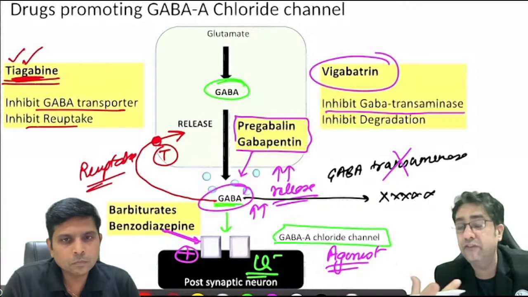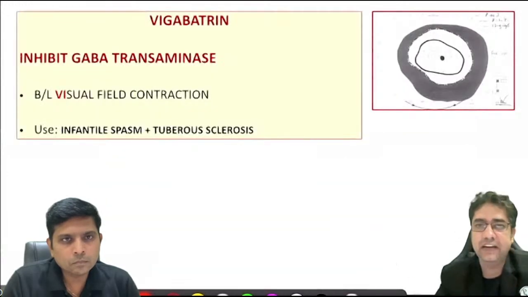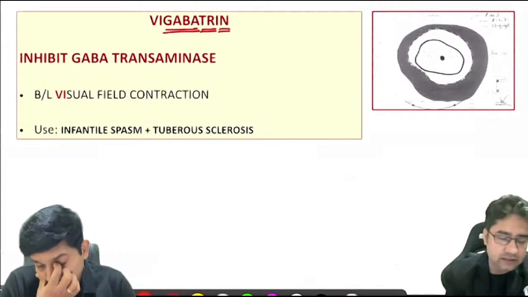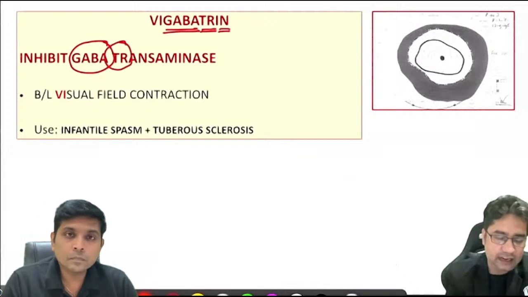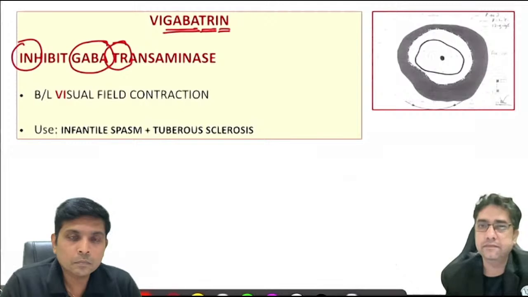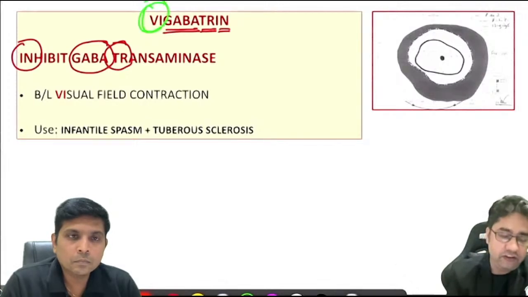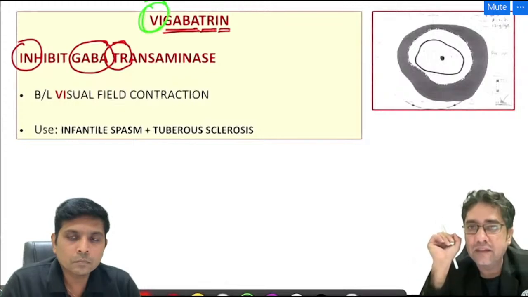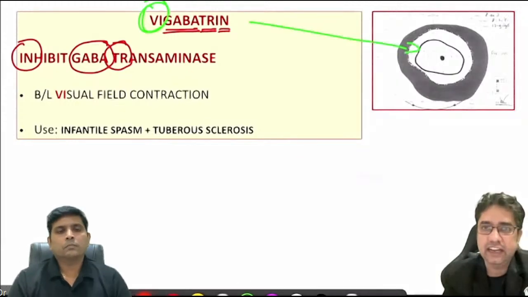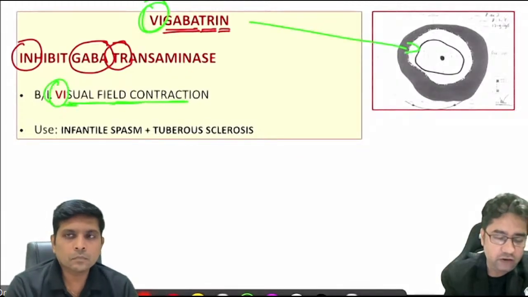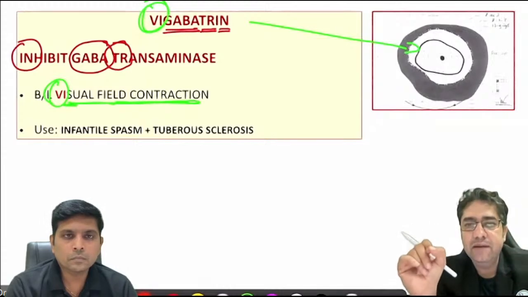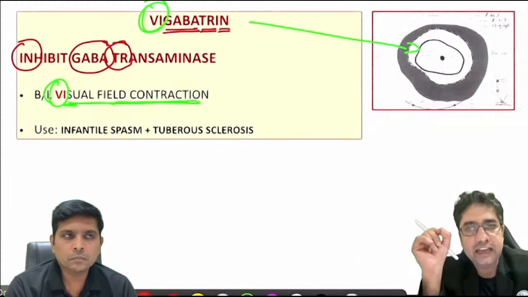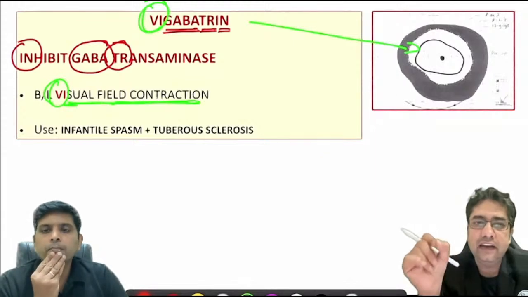So Sir, how can I remember vigabatrin? Let's see how we can remember vigabatrin. In vigabatrin, you can see GABA, TR and IN words are coming. GABA means it acts on GABA, TR means transaminase, and IN means inhibitor. So Sir, what word is left? Remember, the VI word is left. VI means its side effect, its adverse effect. Remember, vigabatrin damages the retina, which can lead to visual field contraction. So if you remember the name vigabatrin, the name will tell you everything. VI for visual field contraction, GABA means it acts on GABA, TR means transaminase, and IN means inhibitor.